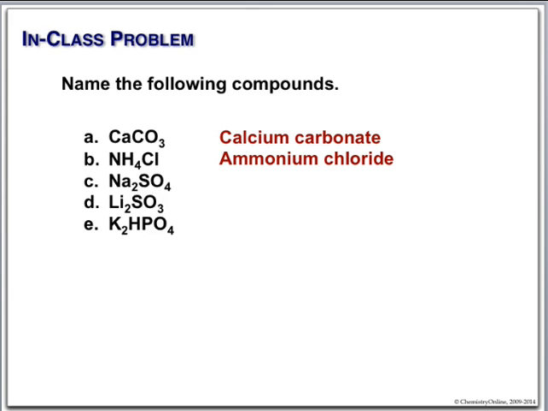Here we have sodium, that's our first word. And the parent in the sulfur group is sulfate. Sulfate has a -2 charge. That's why we need 2 sodiums to balance it.